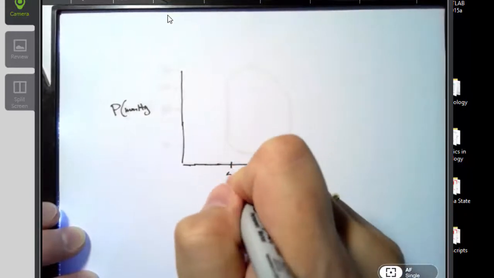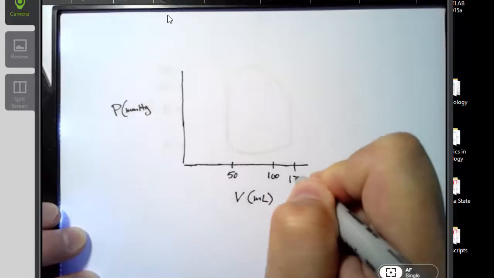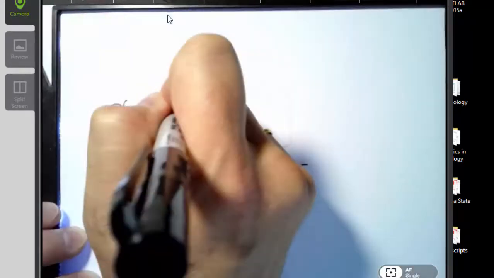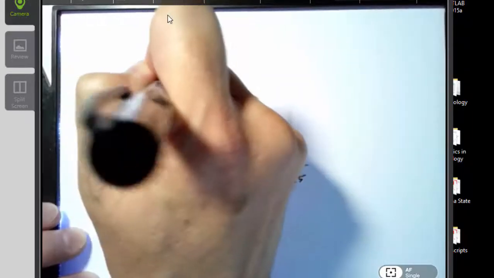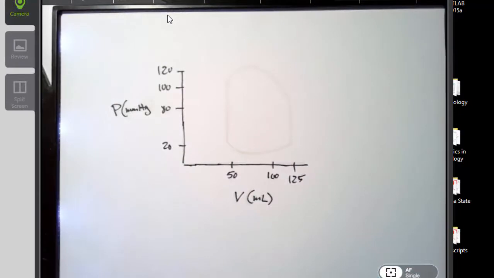And let's put some numbers to have some reference points here. 50, 100, and 125 milliliters. Let's put 20 millimeters of mercury, 80, 100, and 120. Okay? So the way these are done, you can really start at any point in a cycle. So let's start in a relaxed state. So we're looking at the left ventricle.